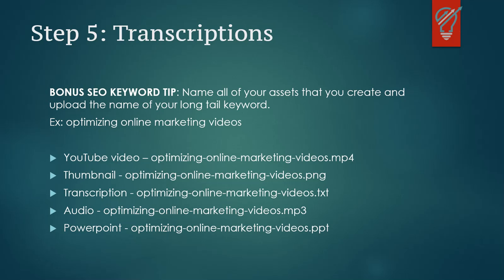So for example, when you create a video and save it, it's going to come up with random characters and numbers .mp4. Well, you can always rename that for your keyword. So again, if this was optimizing online marketing videos, I would rename my YouTube video my long tail keyword .mp4. When I create a thumbnail, instead of having a random name, I'll name it my long tail keyword .png. Same thing with transcriptions, you could do .txt. If you want to strip out the audio because you do podcasts, you can rename the MP3 file according to your long tail keyword.